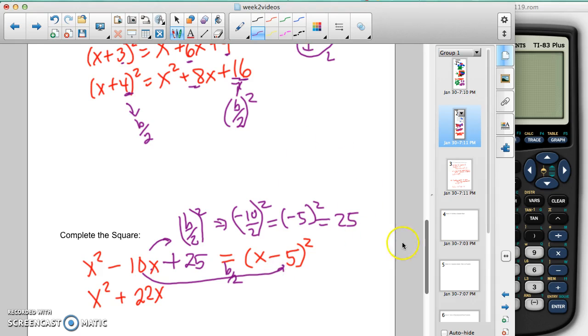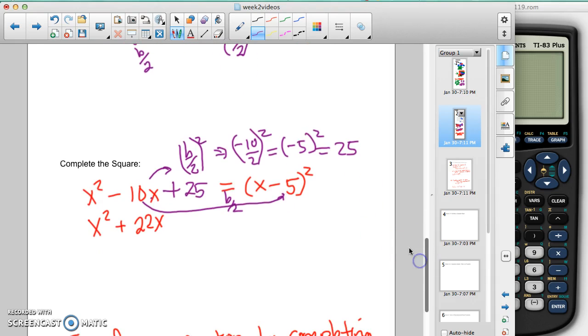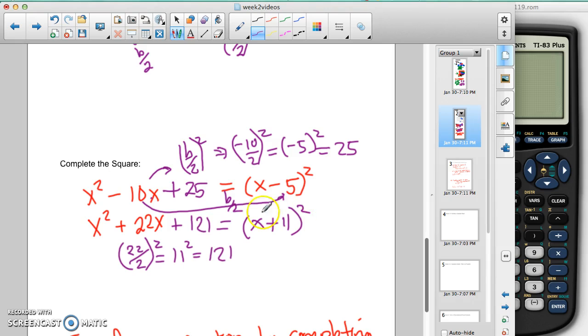Okay, so let's do this last example with 22 on the end here. If we use 22 on the end, we're going to add, what is it going to be, half? So 22 divided by 2 squared. That's going to be 11 squared, which is 121. So we're going to add 121 to complete the square. That's going to be x plus half of this value, or 11 squared. So that's completing the square on that term.